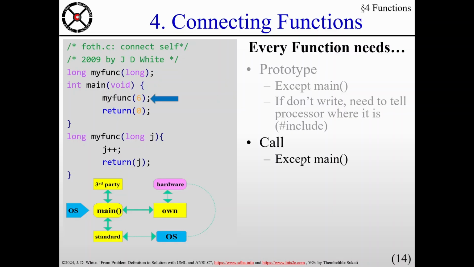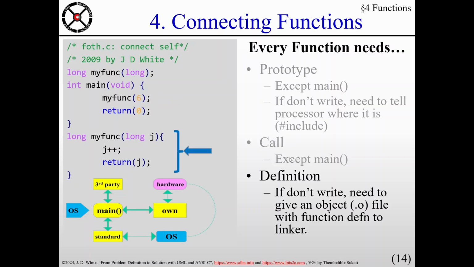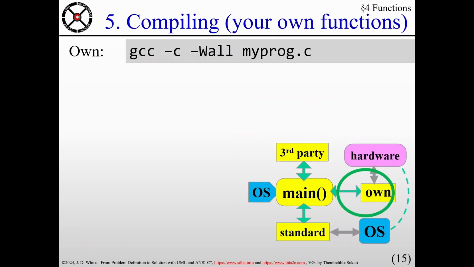Next, we have a function call. Every function will be called by somebody else, except for main. And we have a function definition, and if we don't write the definition ourselves, we need to give an object file with the function definition to the linker. So in this case, I've written my own function definition, but if I don't write it, I have to have an object file with the definition in it, available when I link the program. Okay? That's how we connect functions.